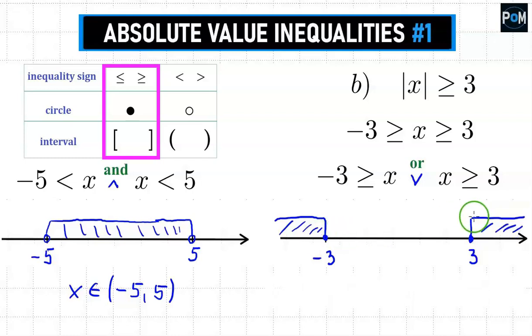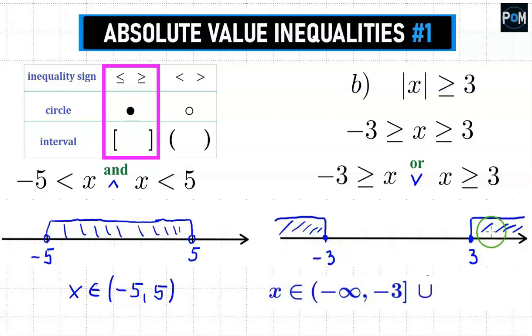So the solution in interval notation will be the union of two intervals. X belongs to the first interval from the left. It is the interval from negative infinity to negative 3. And on this side, the circle is closed. So we have to put a bracket here.